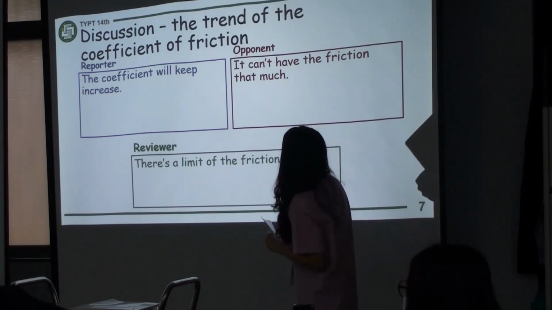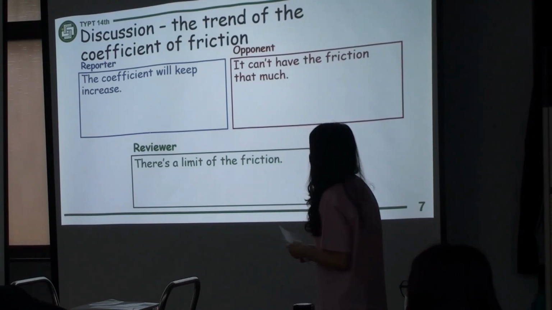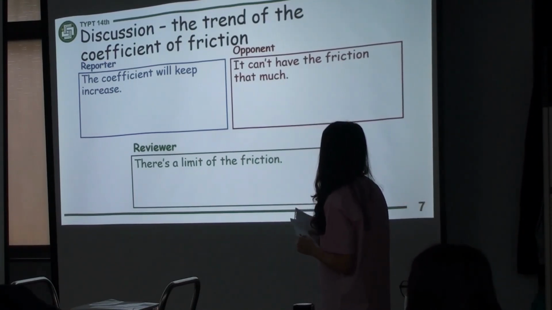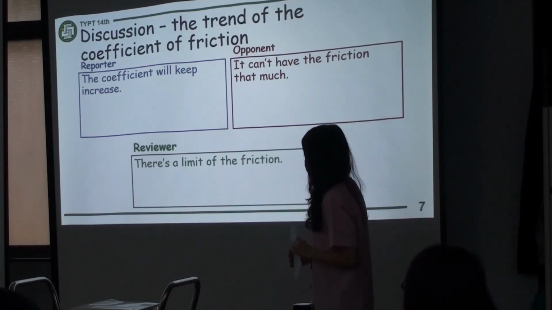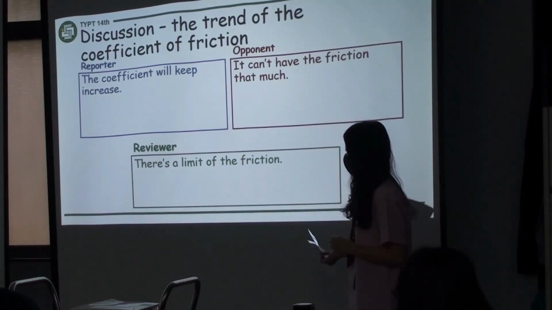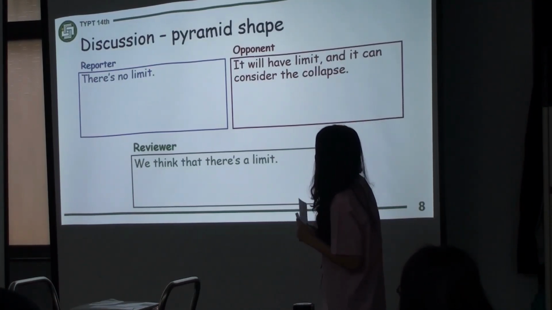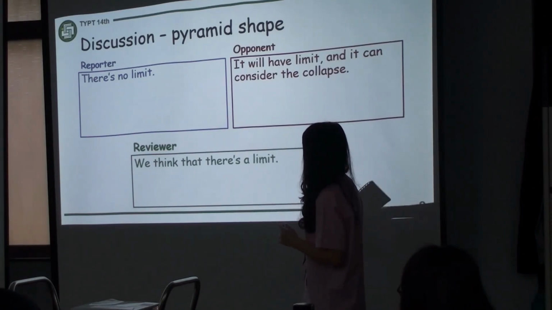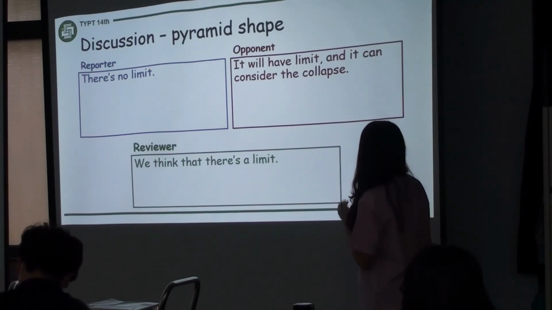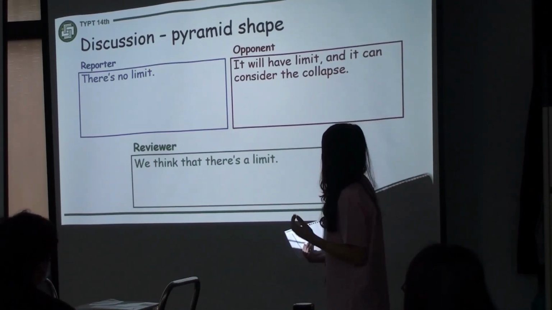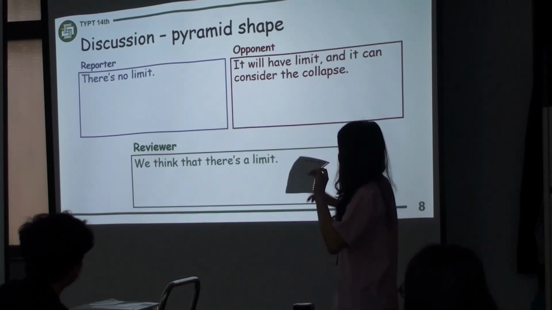They talk about the trend of the coefficient of friction. The reporter says the coefficient will keep increasing, and the opponent says it can't have that much friction. The reviewer says, in our opinion, there's a limit of the friction, as we told them on this page. Next, they also discussed the pyramid shape. The reporter says there's no limit, and the opponent says it will have a limit and it can be considered to collapse. But we think there's a limit to a tennis ball tower.